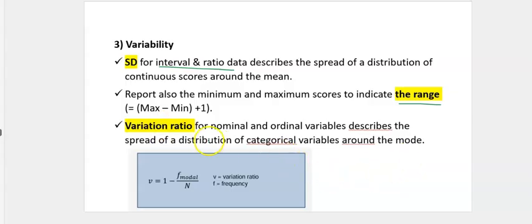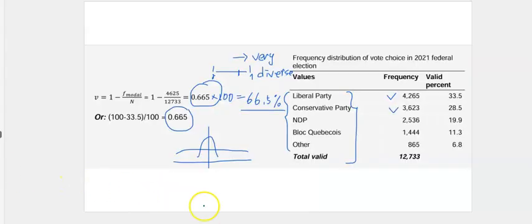Now, variation ratio, let's see that. When you see this formula, the variation ratio is obtained by 1 minus f mode divided by n, where n is the total number, and f mode is the frequency of the central tendency of the mode. So how does it work, let's see. Here is a nominal variable: Liberal Party, Conservative Party, NDP, etc. It is not possible to provide an average score because they are not numbers.